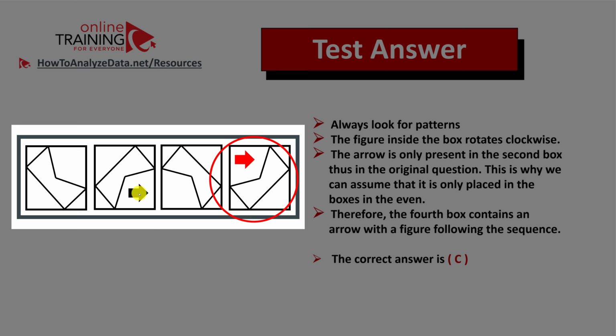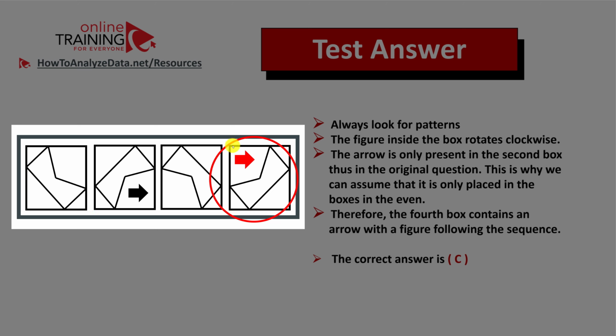There is also a pattern of arrows. You see that the box number 2 has the arrow pointing to the right. And boxes 1 and 3 do not have this arrow. So the arrow is only present in the 2nd box. In the original question, the arrow is only present in the 2nd box. We can logically assume that it is only placed in the boxes that are even.